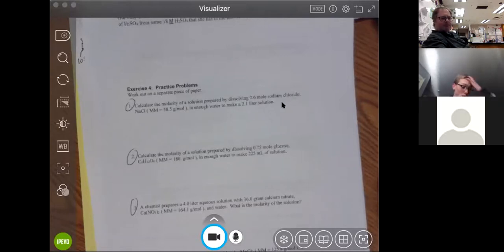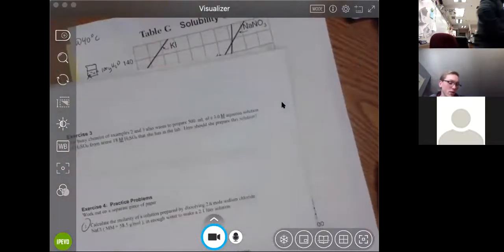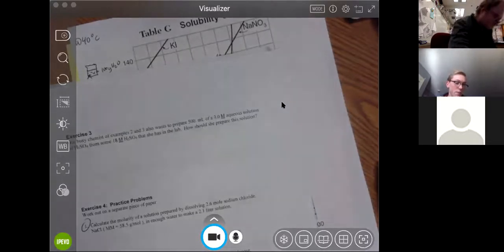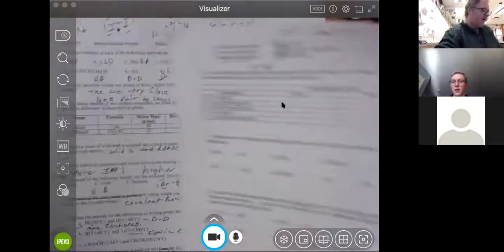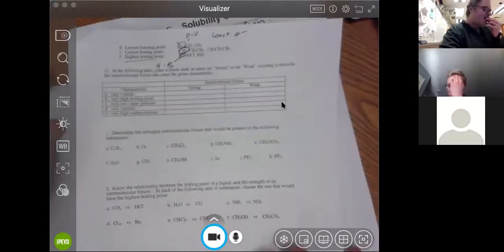All right, I actually have a question about the first pack you gave us at the end of last week, some of the problems. Yeah, let's take a look. You mean with intermolecular forces? Yeah. Like 11 and on?